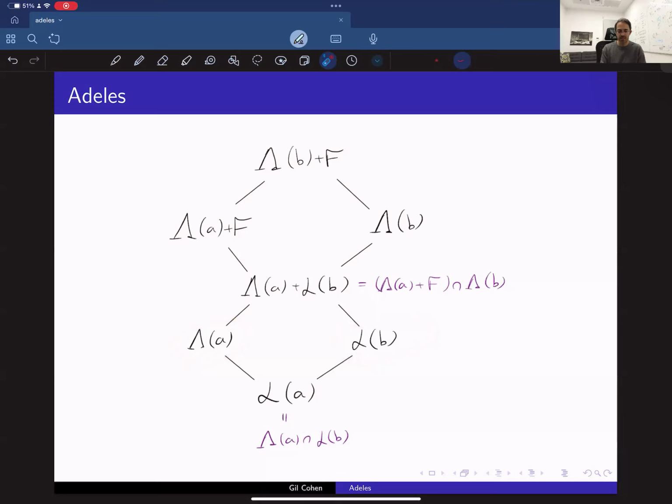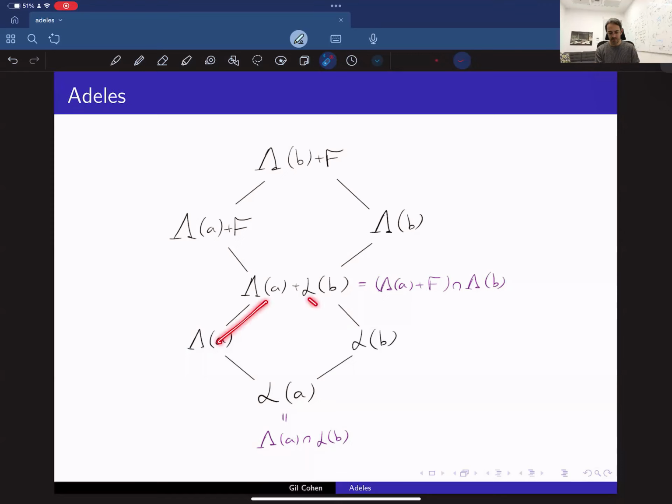So let's consider a mix and match. You look at lambda of A, so these are adeles of the smaller divisor, and this is the Riemann-Roch space L of B. So it's a bigger divisor, but these are only functions. These are adeles, right? It's a weird mix. And what I'm claiming, and I'm going to prove that afterwards, is that the intersection of these two is exactly the Riemann-Roch space of A. That's quite easy, but I'm going to show that.